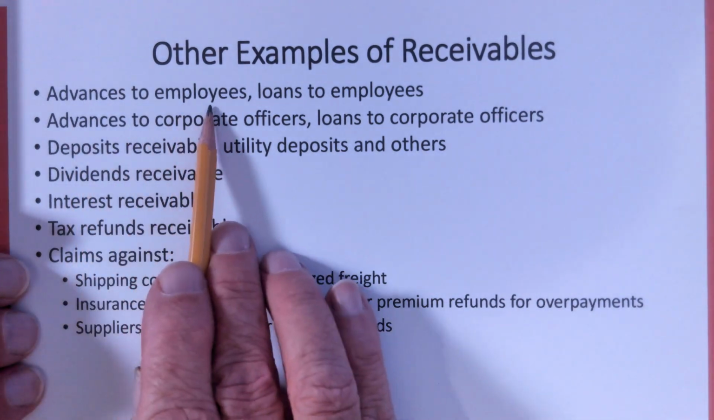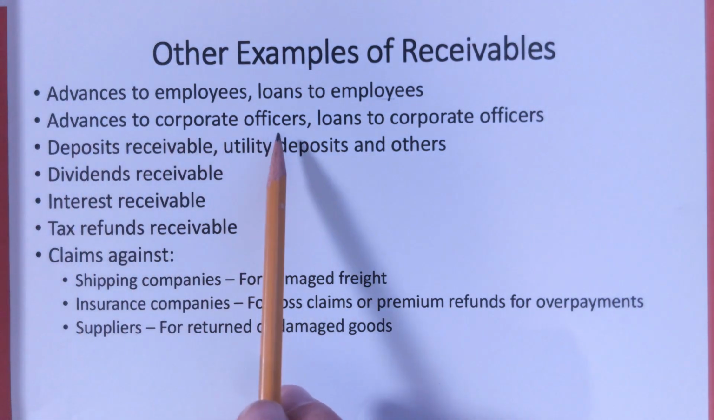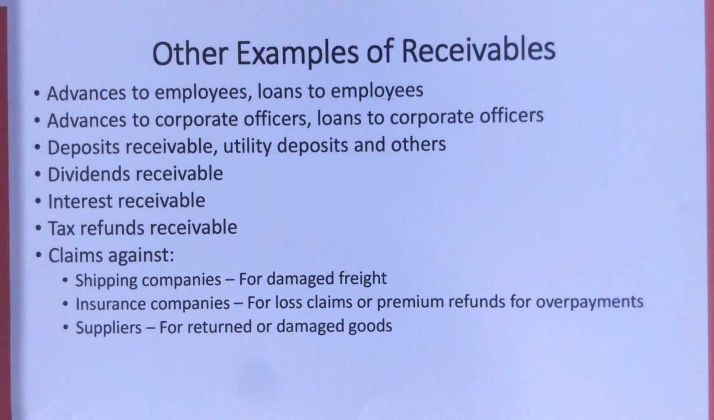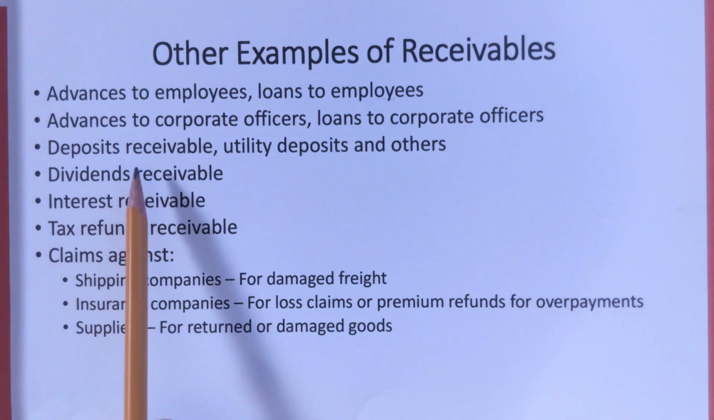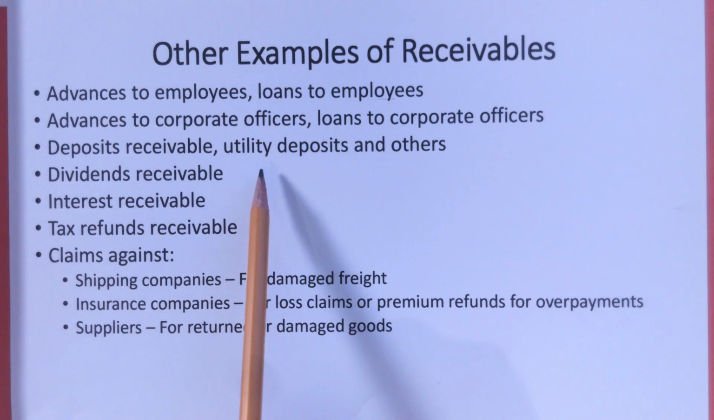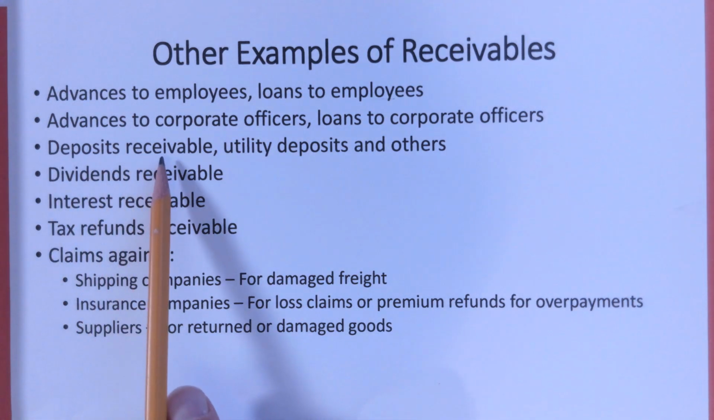You've got advances to employees or loans to employees, employee loan receivables. You have advances to corporate officers for one reason or another, loans to corporate officers, or corporate officers loan receivable. You have deposits receivable for utilities and other things. For example, if you open up a new location and you go to get the electricity, it may be that your utility company will demand a deposit. And after you pay the electricity on time for like 5 years, they'll give you that money back. So in the meantime, you have a deposit receivable.